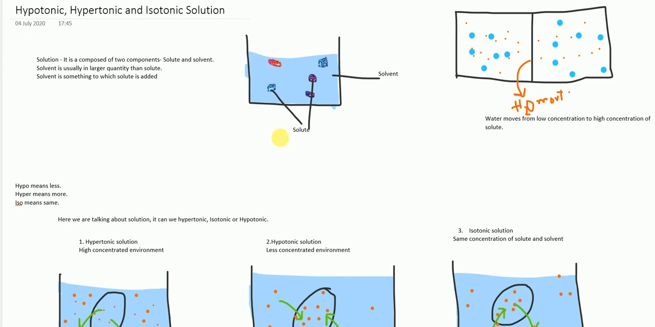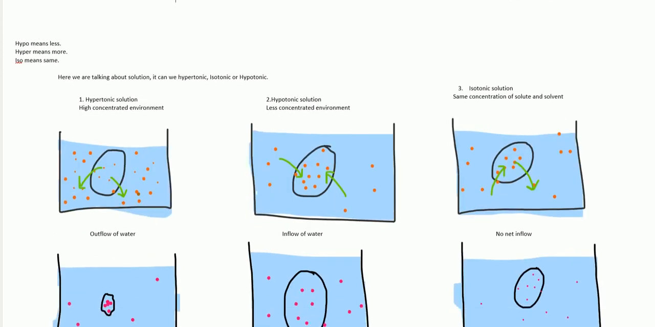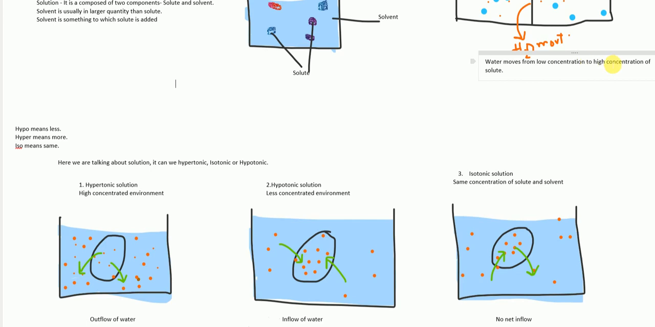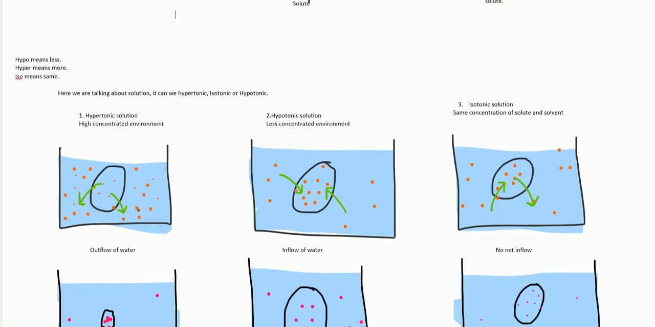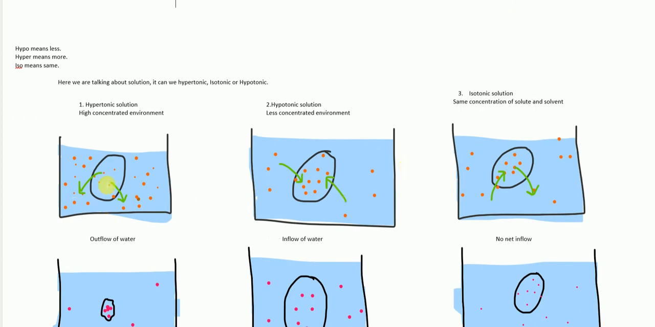Now let's move on and understand what hypertonic and isotonic solutions are. The term hyper means more. In a hypertonic solution, the cell is surrounded by a concentrated environment. As we discussed earlier, water moves from low concentration to high concentration of solute, right? So your water will move outside the cell.